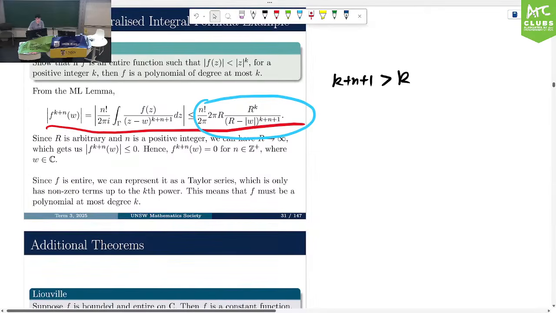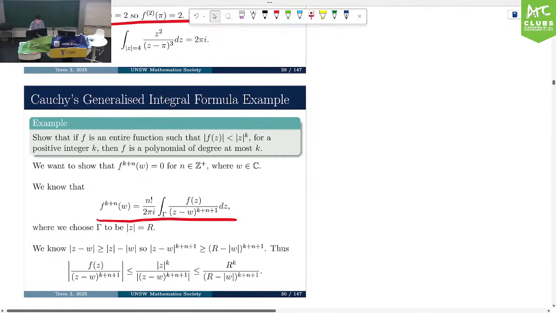And then using the Taylor series, which I will cover later, we can show that f must be a polynomial of degree at most k.